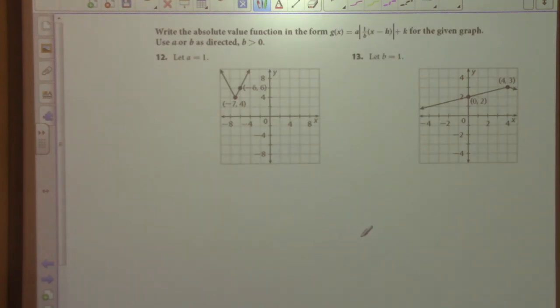Okay, now we have this one. Write the absolute value in this form here. So here we're given a graph, and we're trying to work backwards to find the equation given a graph. So this requires another level of analysis. But we're given a vertex to start out with, right? It does say let A equal 1.